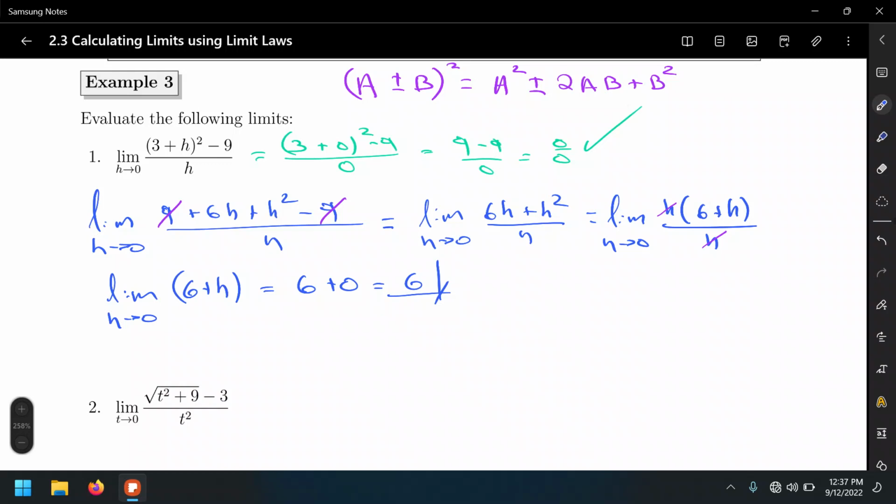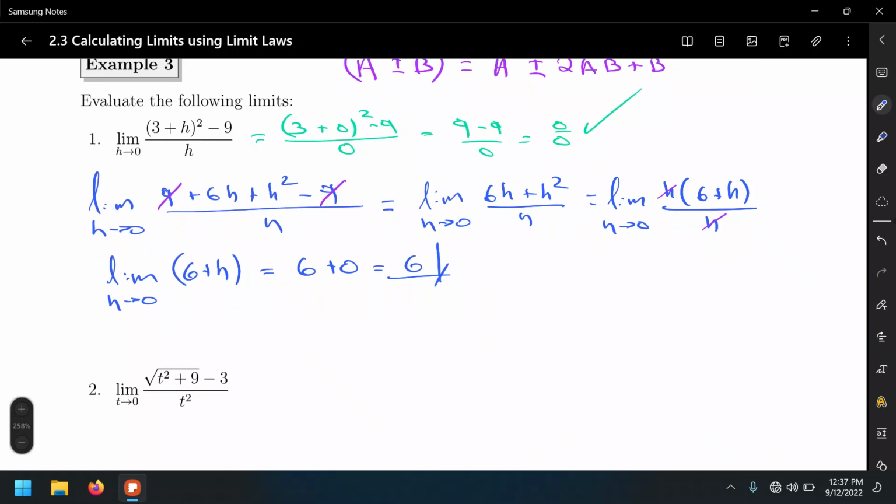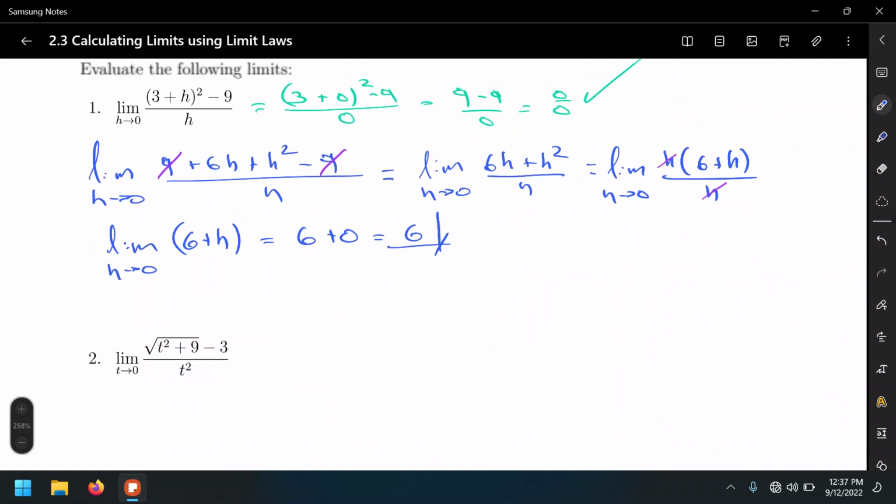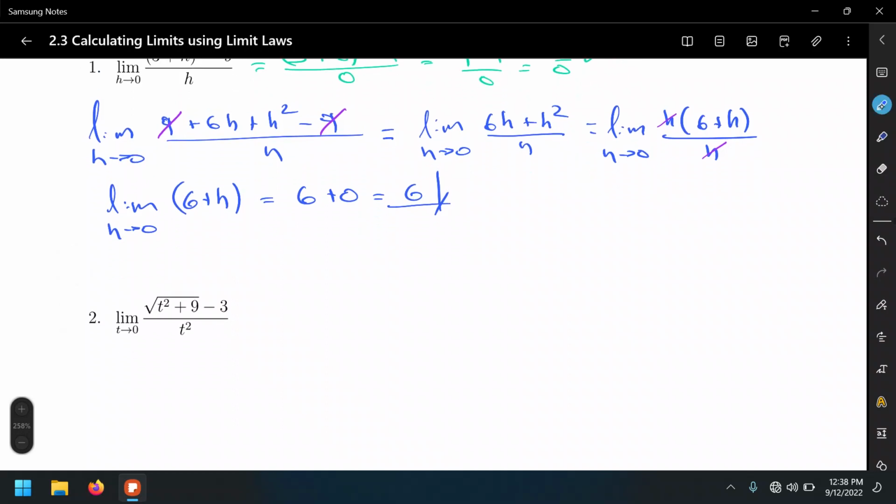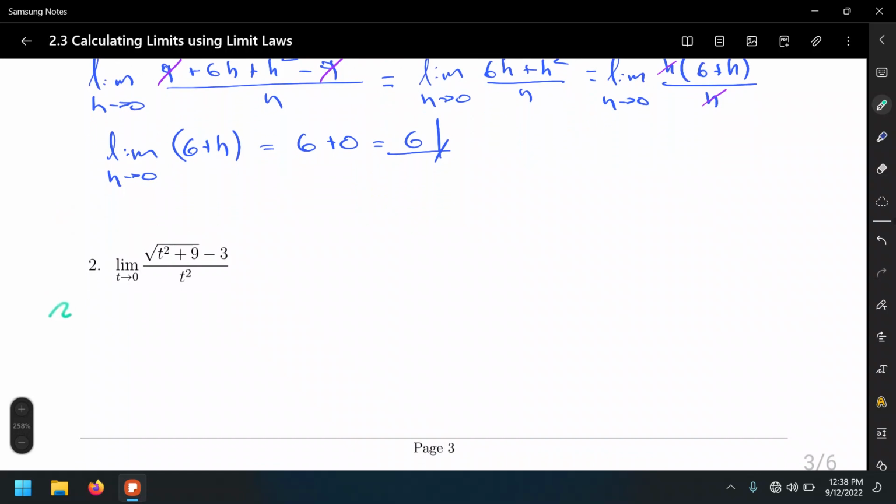Okay, let's look at example number 2 right here. This one is going to be a little bit more complex. So what are we going to do? Of course, as usual, let me do the replacement theorem, the direct substitution. So this would be the square root of 0 squared plus 9, minus 3, over 0 squared. 0 squared is 0. 0 plus 9, isn't that the square root of 9? Minus 3 over 0. And what is the square root of 9? 3 minus 3, 0 over 0.